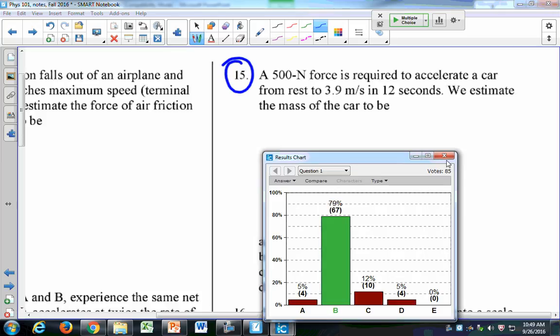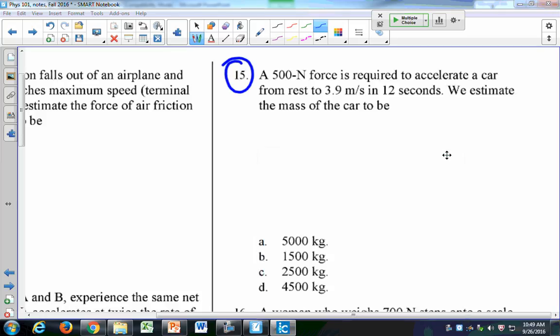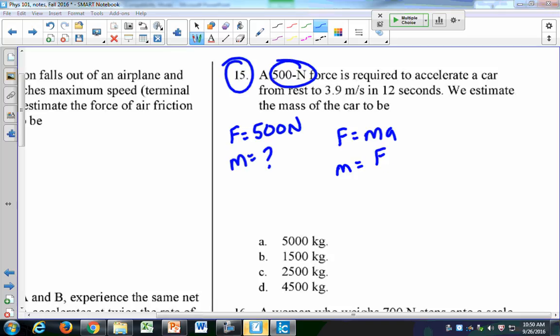Okay, that's pretty good. B is the right answer. A couple steps you want to take here. First of all, we know that our force is equal to 500 newtons. That's given here. I want to know what the mass is. Since I know F equals ma, the mass is equal to the force divided by the acceleration. So now I need to find the acceleration. I know that v naught equals 0, v final is 3.9, and that this change in speed occurs over 12 seconds.